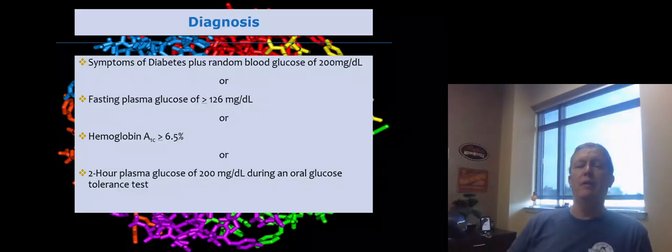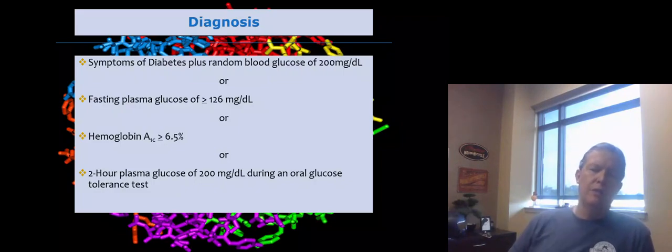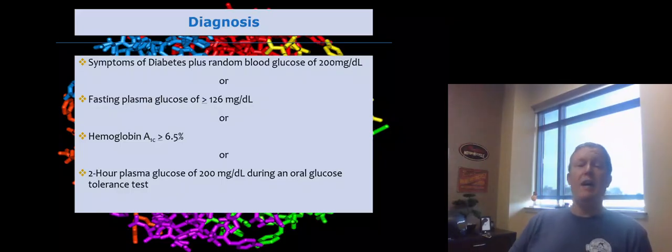So for some reason it's higher than 126. Then the physician's like, that's kind of got my attention. Let's do a hemoglobin A1C and see where that is. So then the patient has blood drawn and a hemoglobin A1C is run, and the hemoglobin A1C is 5. Then that would preclude the diagnosis of diabetes.